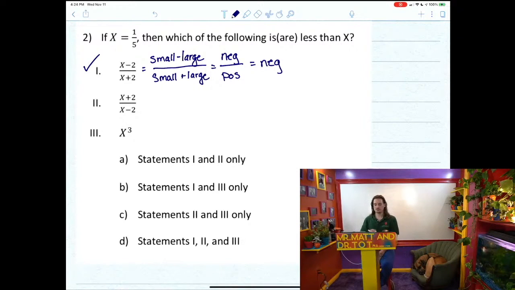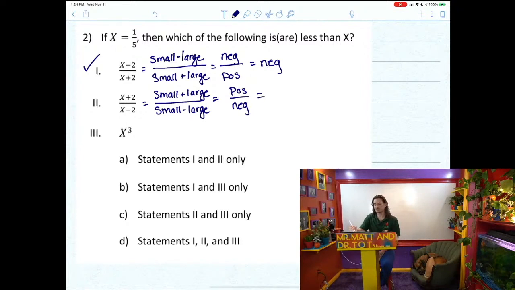The same thing is true for statement number 2. On the top, we're going to have a small number plus a large. That's fine. That has to return a positive value if they both start off positive. But in the denominator, we're going to have a small minus a large. A small minus a large will always produce a negative value. A positive divided by a negative will always produce a negative. So statement 2 has to be true as well. So far, either the answer is A or D, because they're the only ones that contain both 1 and 2. Statement 3 is going to be 1/5 to the third power.